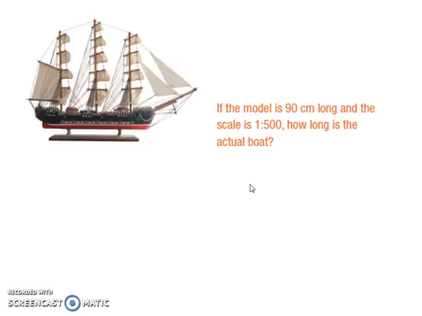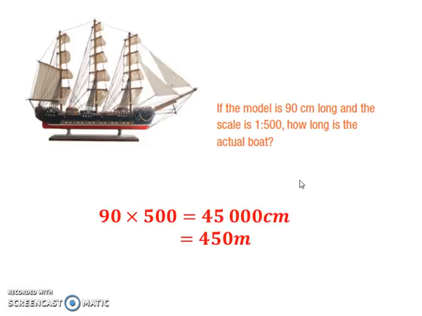Looking at this model, if it was 90 centimetres long, and the scale was given as 1 to 500, remember that because it's got the 1 in front, it means in real life it's 500 times bigger. So how long is the actual boat? To work it out, we just take our 90 centimetres and multiply it by 500. We don't normally talk about things that are 45,000 centimetres, so if we divide by 100, we can turn it into metres. In real life, the boat would actually be 450 metres. It's always good to have the measurement in a sensible unit.